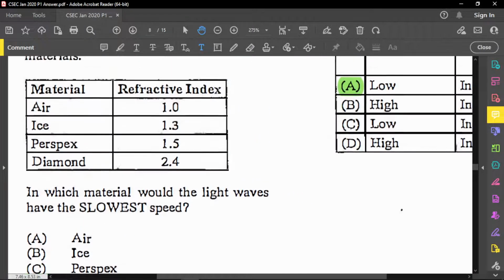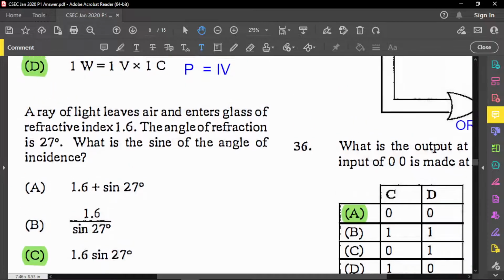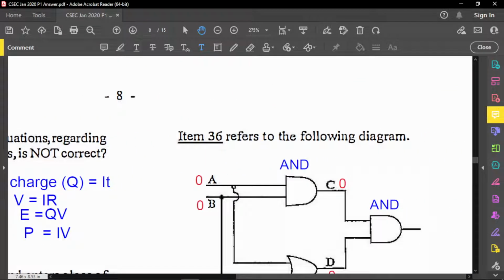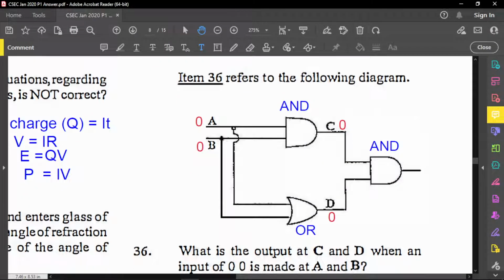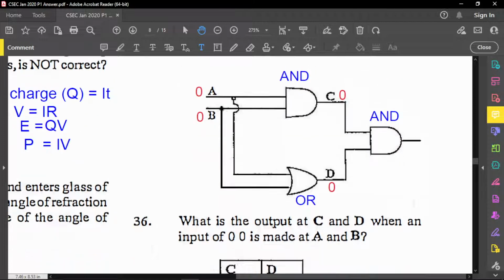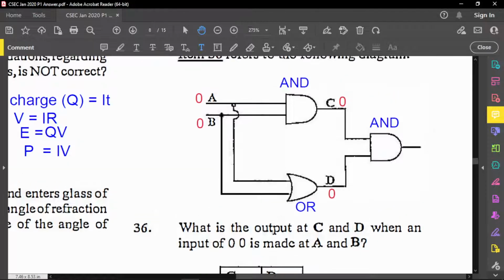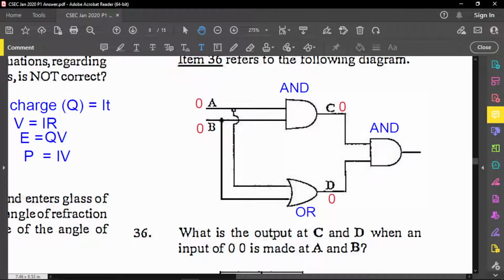All right, next question, question number 36. Item 36 refers to the following diagram. I just made a notation. Before I go to the notation, let's talk about the question to understand why I have those up there. It said, what is the output at C and D when an input of 0, 0 is made at A and B? First thing is that we identify the type of logic gates that we have. We have 2 ANDs and an OR.